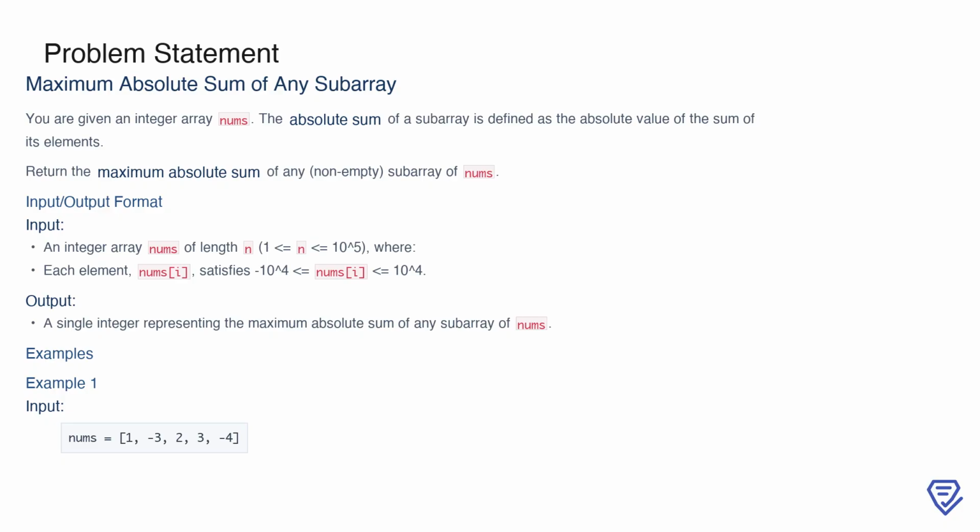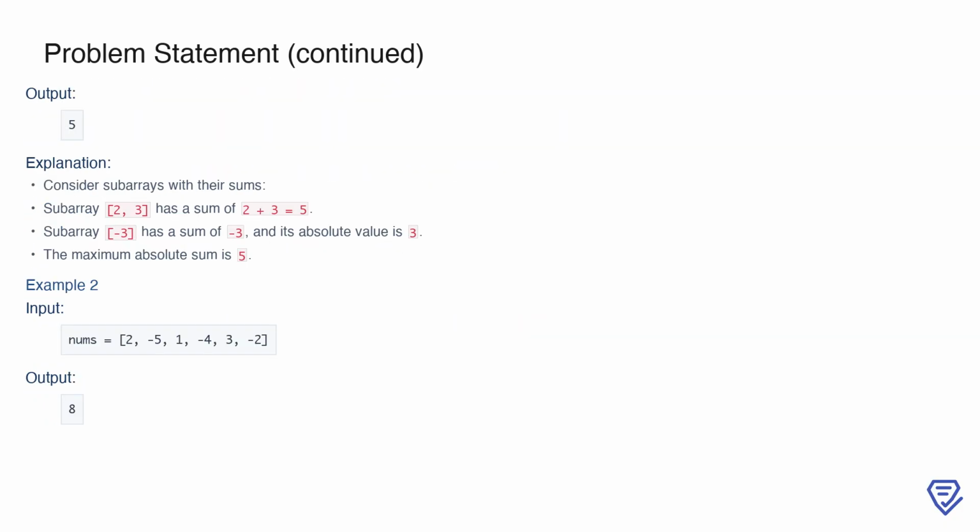For example, consider the input array 1, -3, 2, 3, -4. In this case, the output is 5, and here's why. The subarray 2, 3 has a sum of 2 plus 3 equals 5, and this is the highest absolute sum we can achieve. Another subarray, -3, has a sum of -3, but its absolute value is only 3, which is less than 5. Thus, the maximum absolute sum for this example is 5.